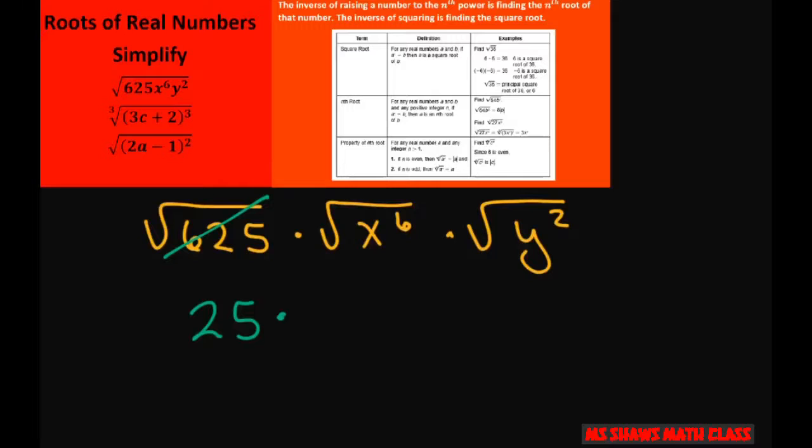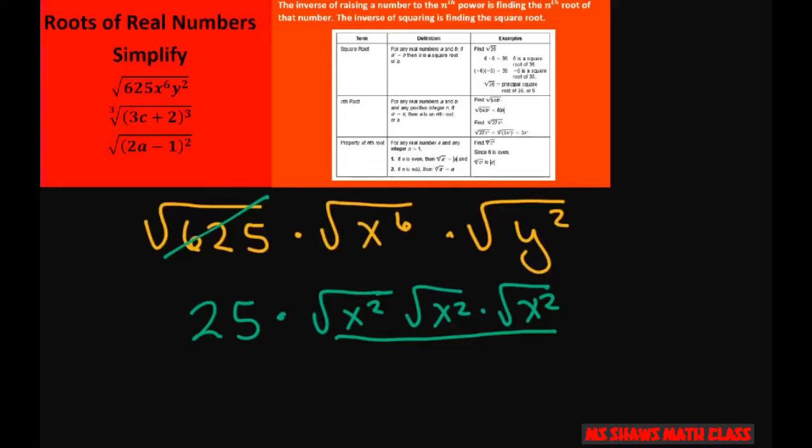And this one we can write as the square root of x squared times the square root of x squared times the square root of x squared. So that's going to be three of them. You take the square root of x squared, you get x. Take the square root of x squared, you get x. Take the square root of x squared, you get x. So now we have 25x cubed.